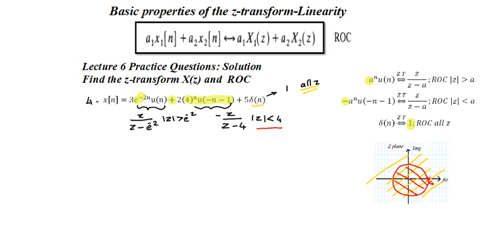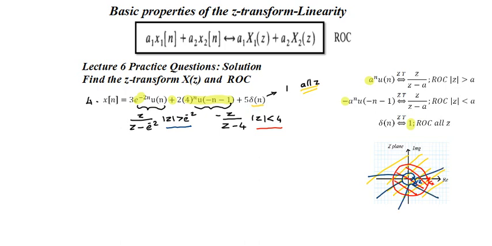And now we need to consider modulus of Z greater than e raised to minus 2. E raised to minus 2 is always less than 4, so let it be this particular point, e raised to minus 2, and I need to construct a circle here, and the ROC is greater than modulus of Z, means outside the circle.